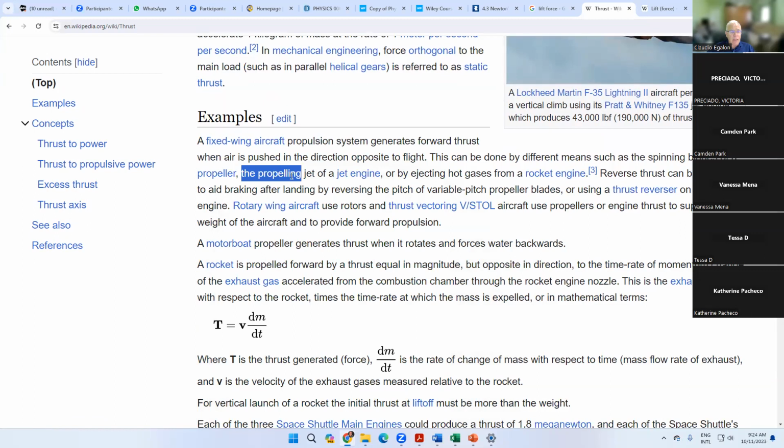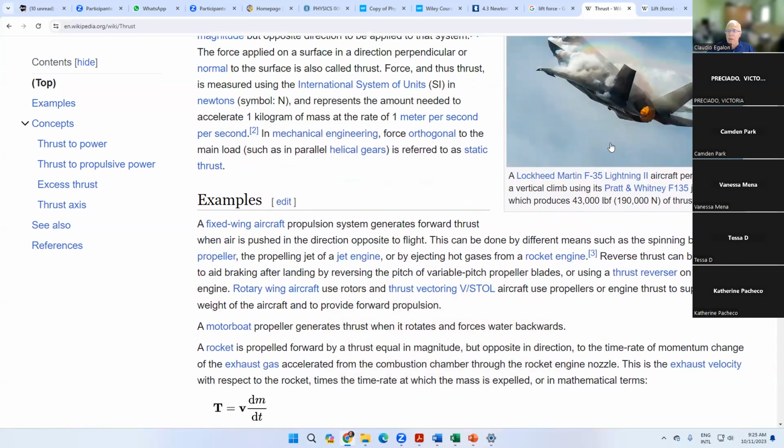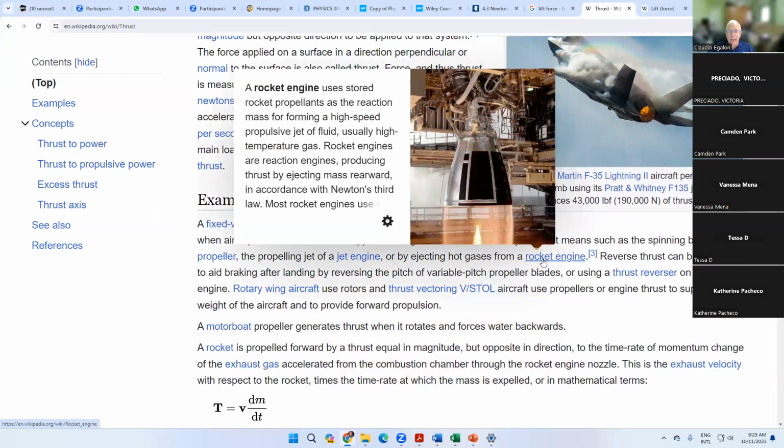The propelling jet of a jet engine. So the jet that comes out of the nozzle of this aircraft is the result of the combustion of the jet fuel, ejecting hot gases, from a rocket engine as well. Here you go, rocket engine. See the hot gases? These hot gases are producing a thrust perpendicular to the exit nozzle.